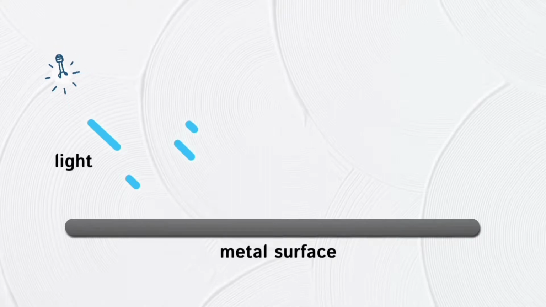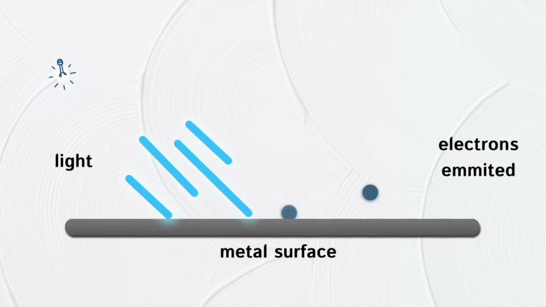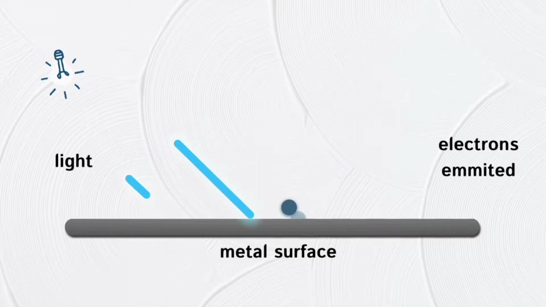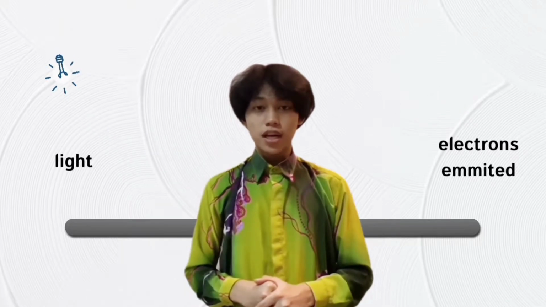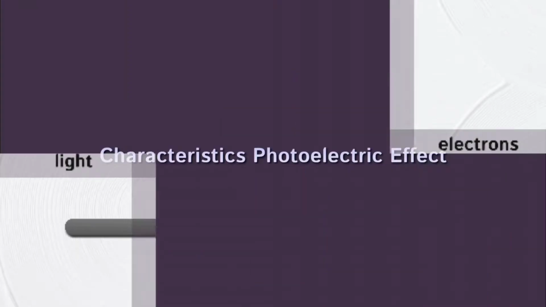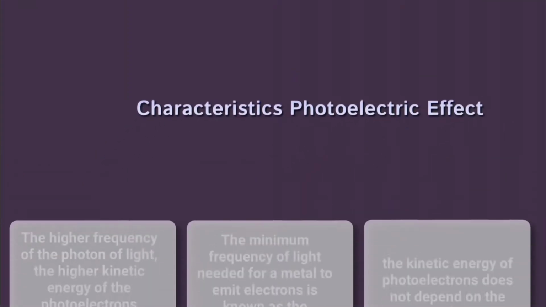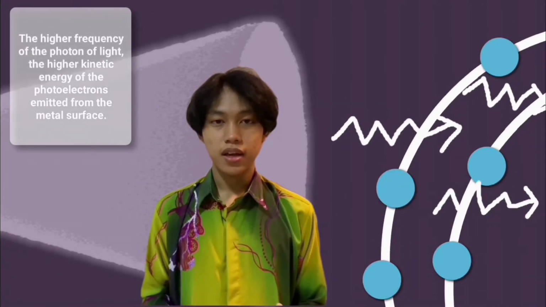When a metal surface is illuminated by a beam of light at a certain frequency, the electrons can be emitted from the metal. This phenomenon is known as photoelectric effect. The characteristics of photoelectric effect. Number 1. The higher the frequency of the photon light, the higher kinetic energy of the photoelectrons emitted from the metal surface.